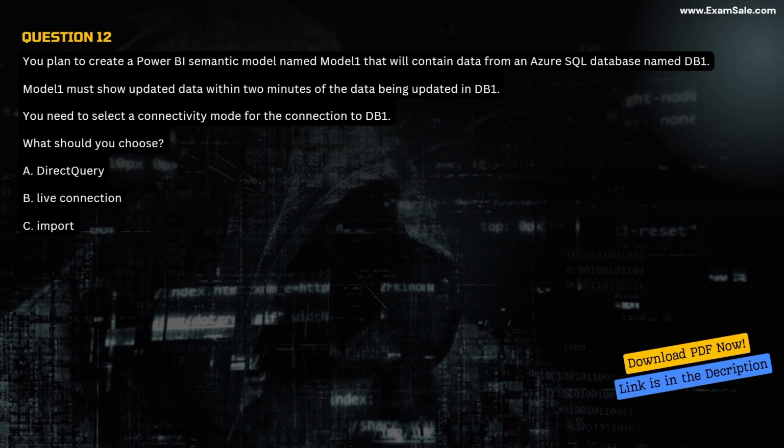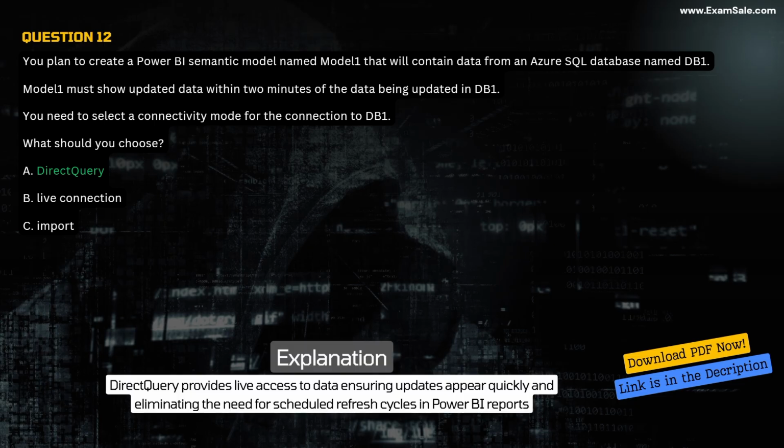Question 12. You plan to create a Power BI semantic model named Model 1 that will contain data from an Azure SQL database named DB1. Model 1 must show updated data within 2 minutes of the data being updated in DB1. You need to select a connectivity mode for the connection to DB1. What should you choose? A. DirectQuery. B. Live connection. C. Import. Correct answer A. DirectQuery. Explanation. DirectQuery provides live access to data, ensuring updates appear quickly and eliminating the need for scheduled refresh cycles in Power BI reports.